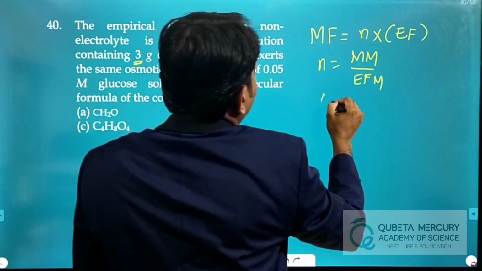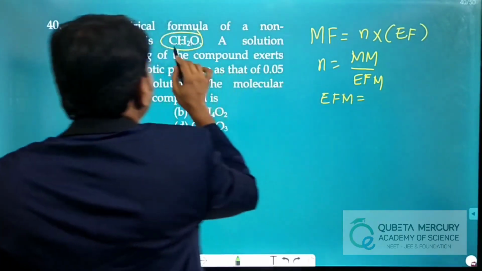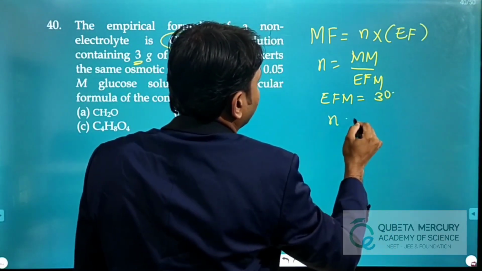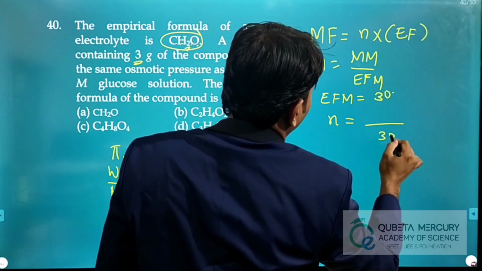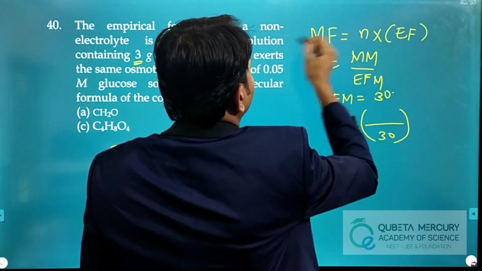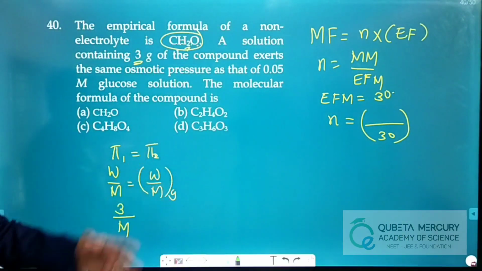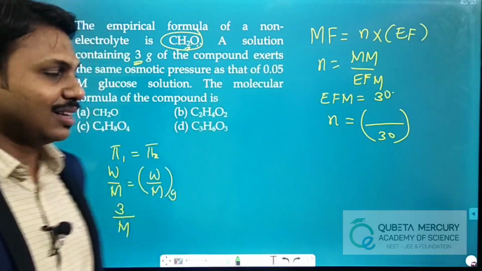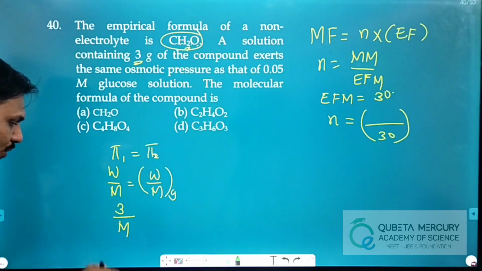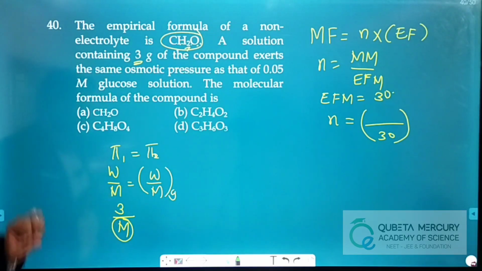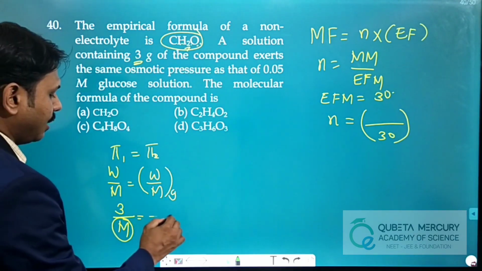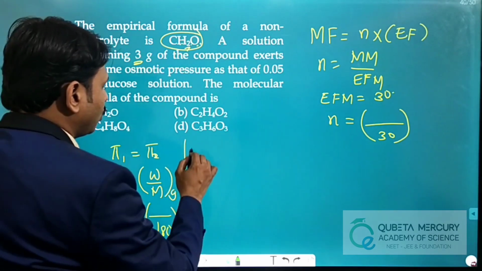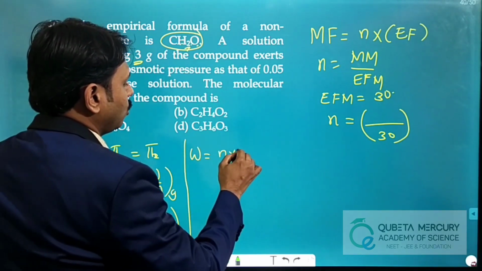From here, the empirical formula mass is very clear: 1 carbon 12 plus 2 plus 16, that is 30. Now find the n value: n is the molecular mass divided by 30. For that, we need the molecular mass, so we want to find this M value, the molecular mass of this compound. It equals W by M, where M for glucose is 180. What is W for glucose? W equals n into molar mass.